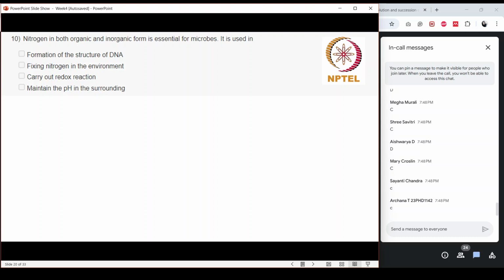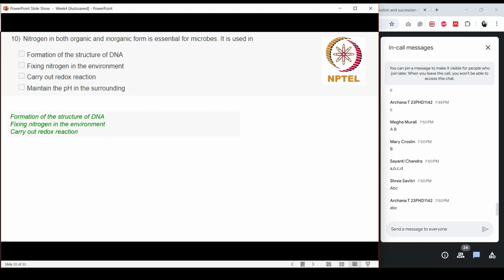The next question is, nitrogen in both organic and inorganic form is essential for microbes. It is used in what process? Formation of the structure of DNA, or fixing nitrogen in the environment, or to carry out redox reduction, or to maintain the pH in the surrounding. Yes, all of you are correct. So this is used for the formation of structure of DNA, fixing nitrogen in the environment, and carrying out redox reduction.